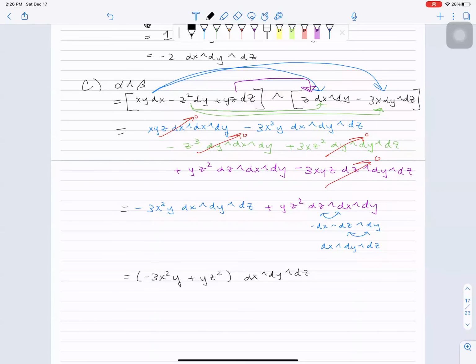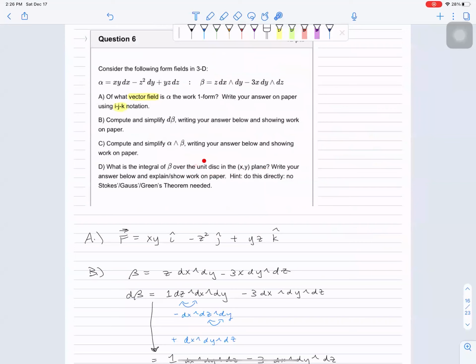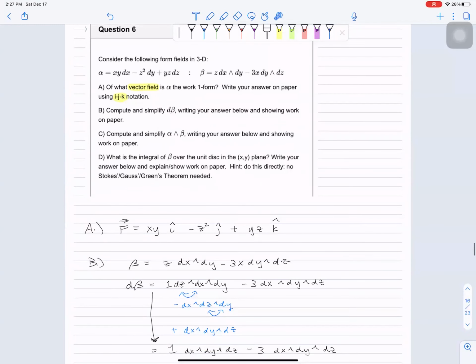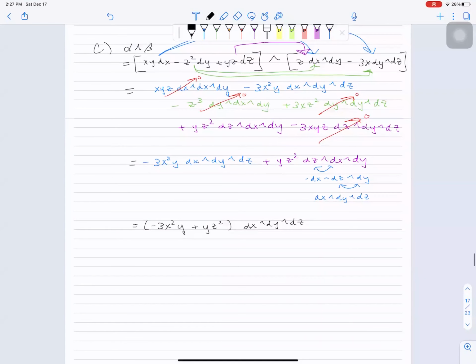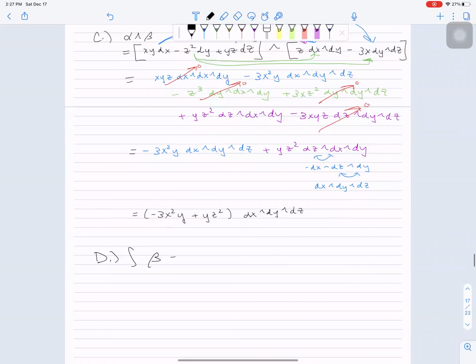Final part is what is the integral of beta over a unit disk? Write your answer below and show your work. Hint, do this directly. Don't use Stokes, Gauss, or Green's theorem. So this is an example of the integral of a form, right? Integral of beta. What is beta? So beta is z dx wedge dy minus 3x dy wedge dz.